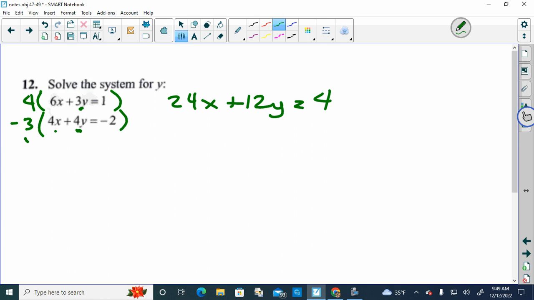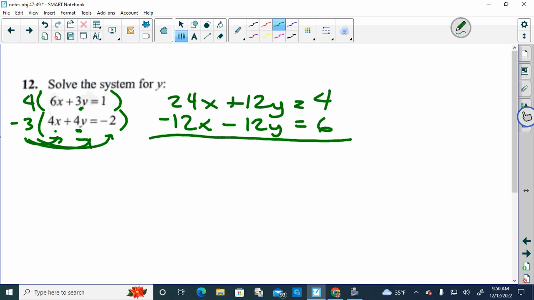Now I need to distribute this one going through. Just don't forget that last one. For some reason, when distributing, people forget the very last one. So this would give me a negative 12x, a negative 12y equals 6. Looking at my equation, my y's went away, because that's the whole idea behind eliminating. So this gives me 12x, and then 6 and 4 give me 10.